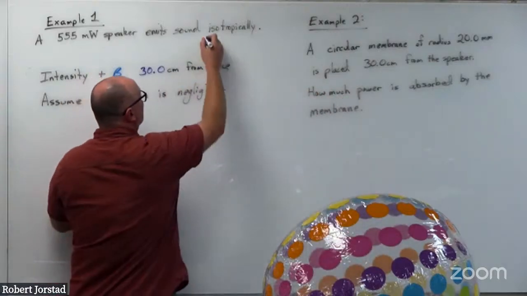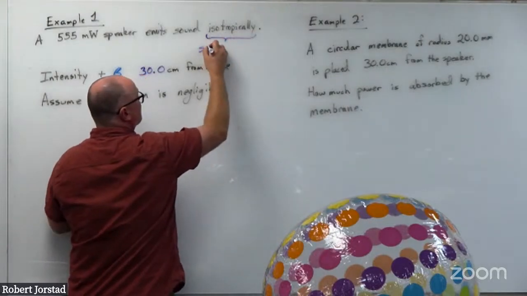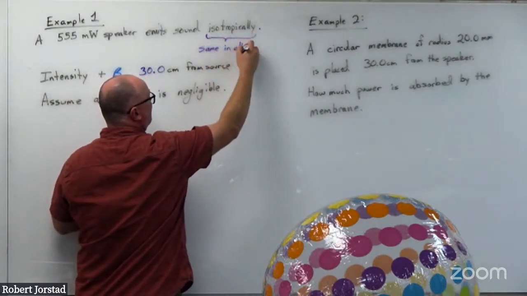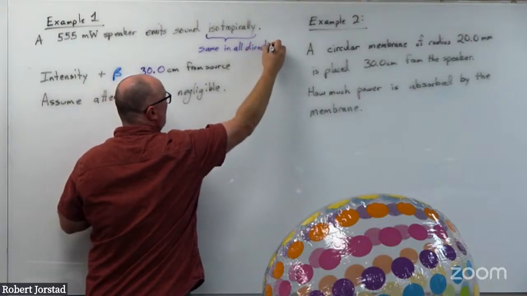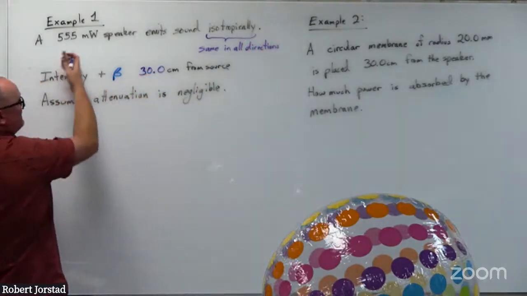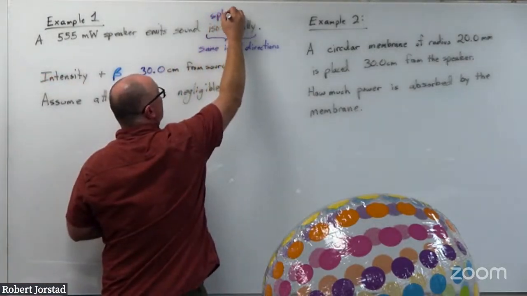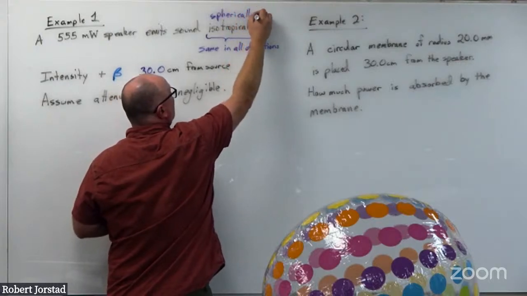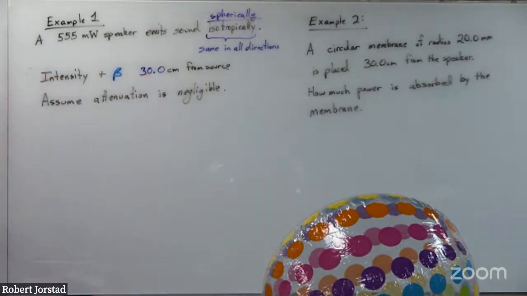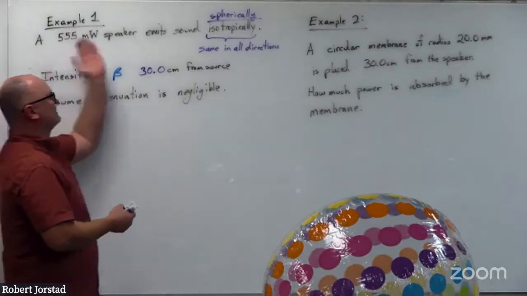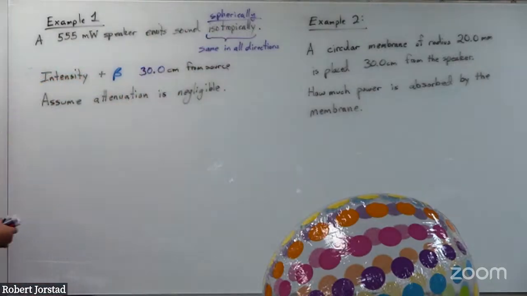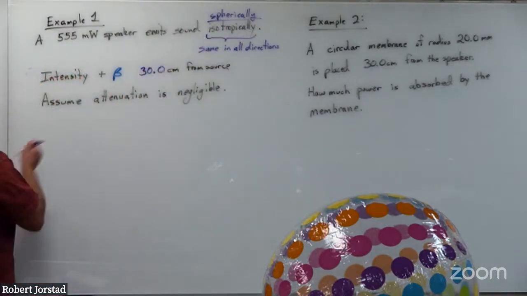Isotropically, that means same in all directions for this problem. So this is just a fancy way of saying it emits the sound spherically. All right. So just in case some of those words pop up in your homework assignments, now you'll know what they mean. Emits sound isotropically, emits sound the same in all directions, emits sound spherically. For this type of problem, that's all the same thing. And I guess I should have said determine.